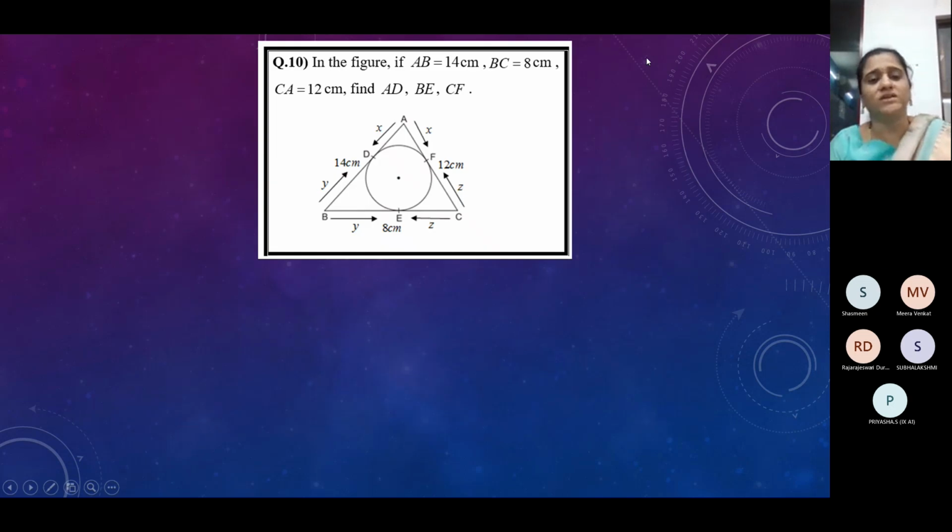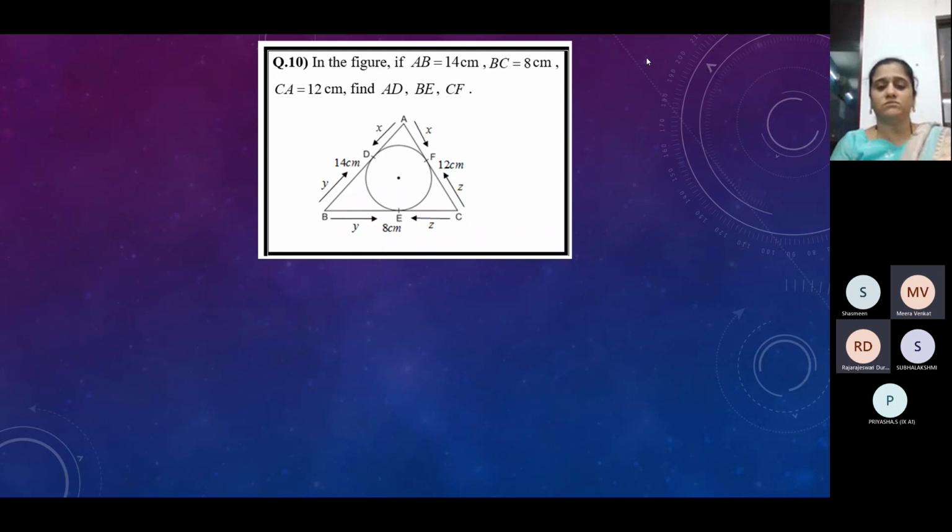Okay, online students, what are the equations? Tell me quickly. What are the 3 equations you can frame from this figure and the information given here? Ma'am, x plus y equal to 14. X plus z equal to 12. Y plus z equal to 8.